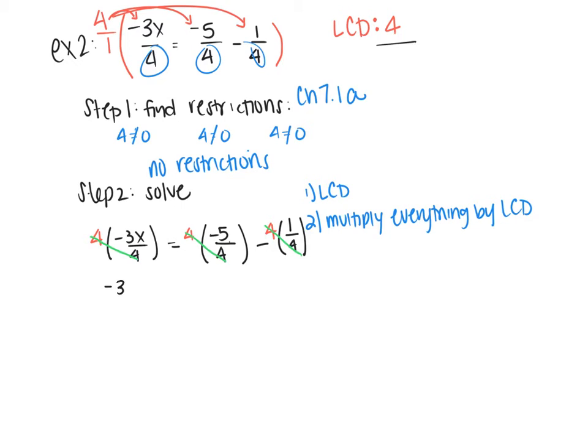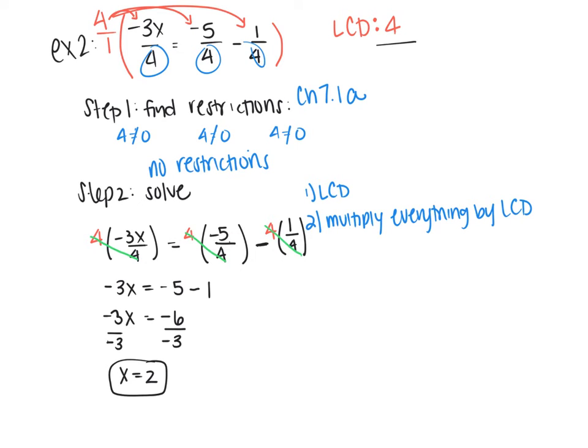So now I've got negative 3x equals negative 5 minus 1, which is negative 6. So I'm going to solve this, divide by negative 3, divide by negative 3, and then get x equals 2. So my answer is x equals 2.